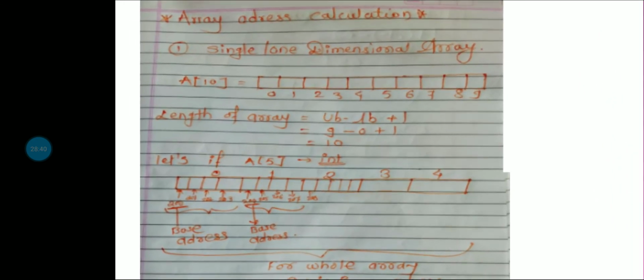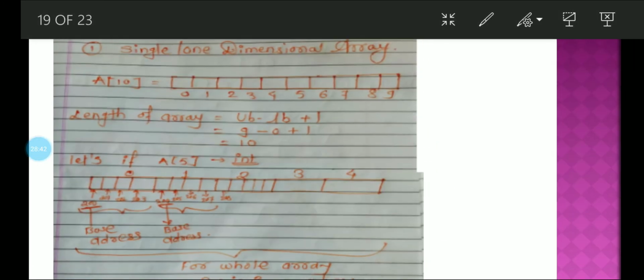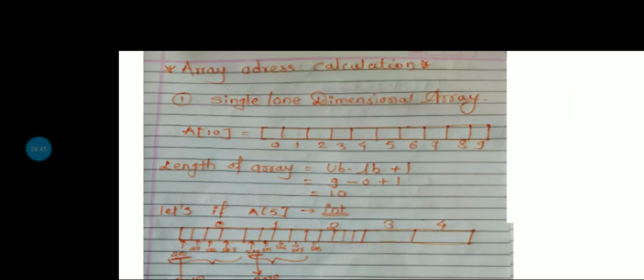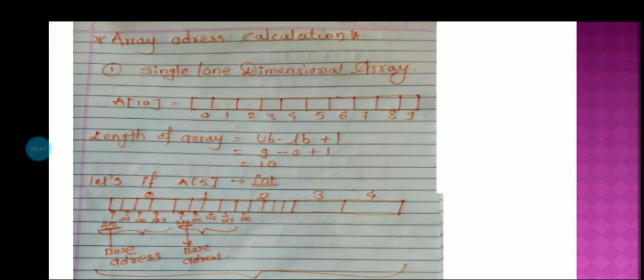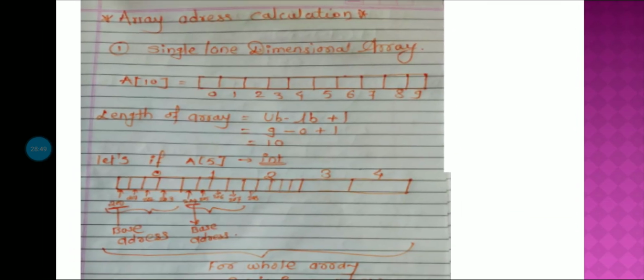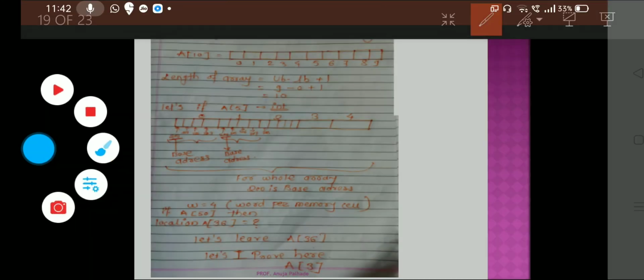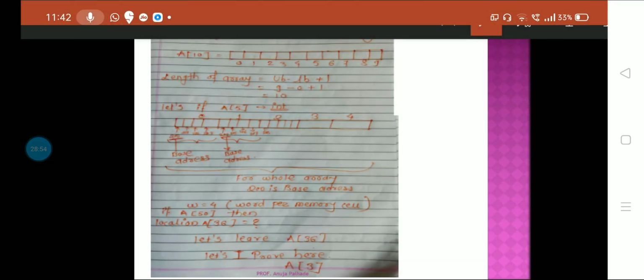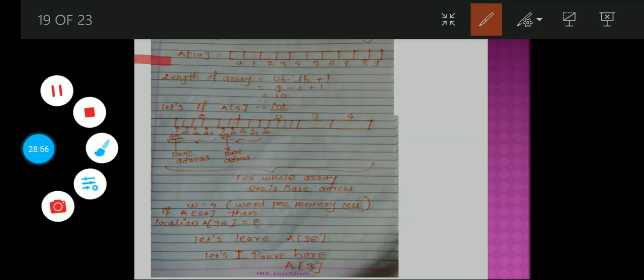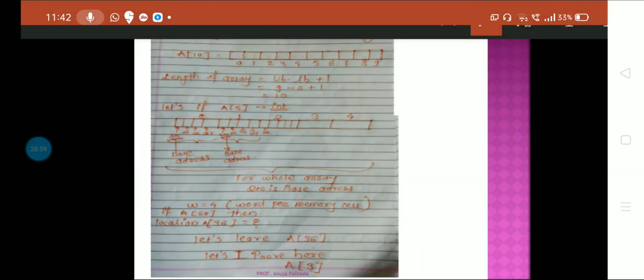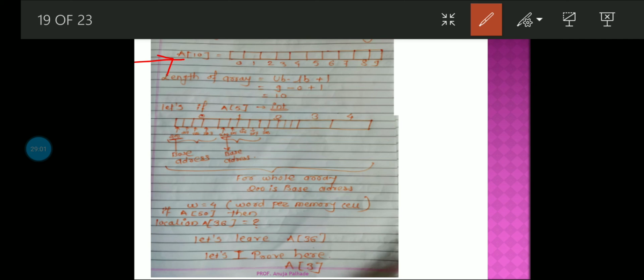Move ahead. Let's take an example. This is the example which I solved on my notebook paper. So if you are provided a single dimensional array, just give me a minute. See, suppose this is the array I have taken for all of you. So this is the array A of 10, and the upper bound is here 9 and lower bound is 0.